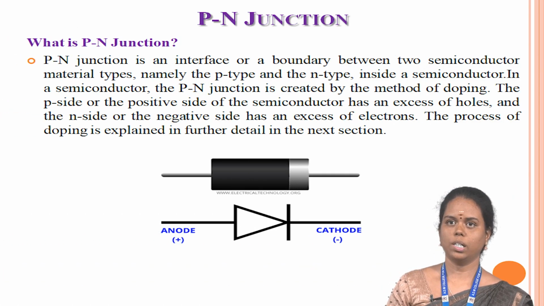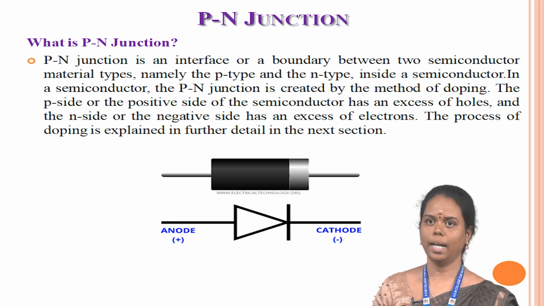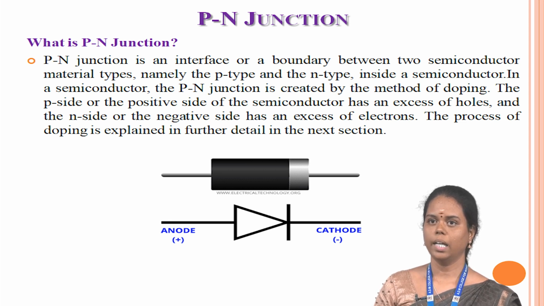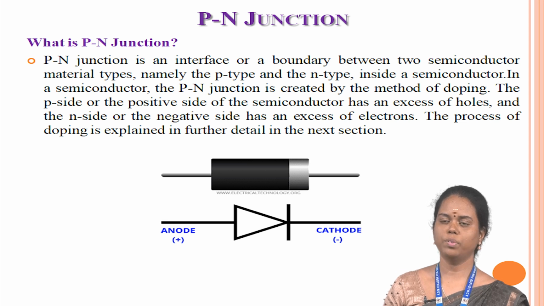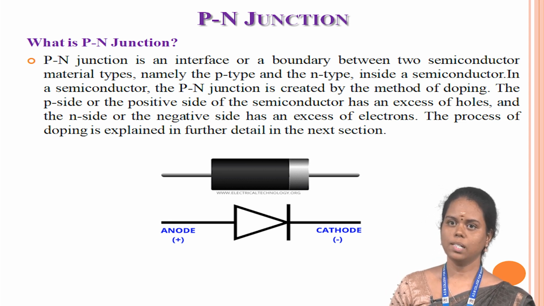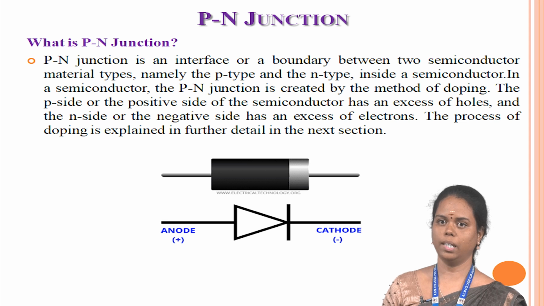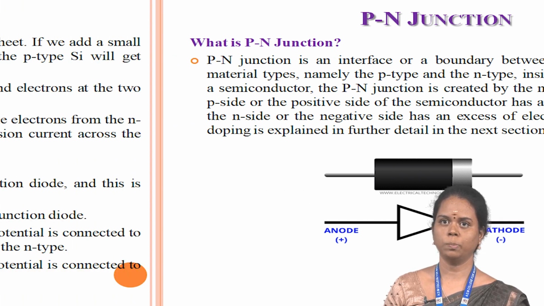Next one, PN junction. A PN junction is the interface or boundary between two semiconductor material types, namely the P-type and the N-type. Inside a semiconductor, the PN junction is created by the method of doping. The P side, or positive side, of the semiconductor has an excess of holes and the N side, or negative side, has an excess of electrons. This process of doping is explained in further detail in the next session. Then anode and cathode. Anode is the positive charge, cathode is the negative charge.